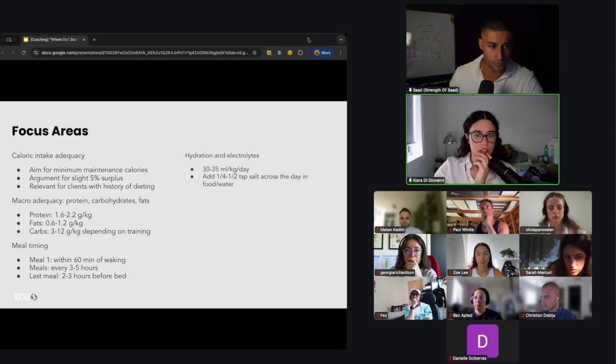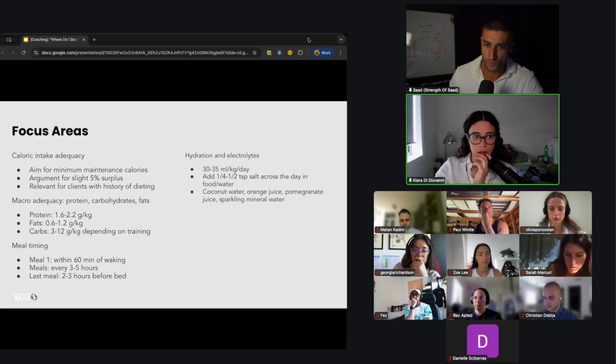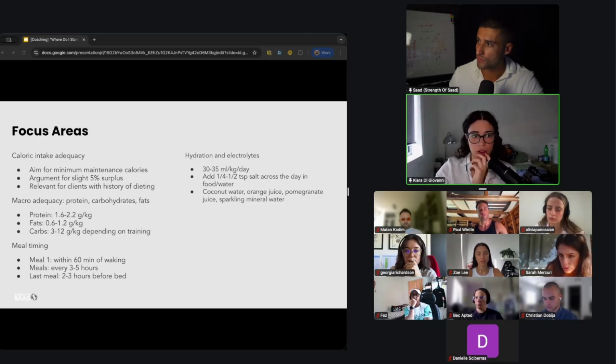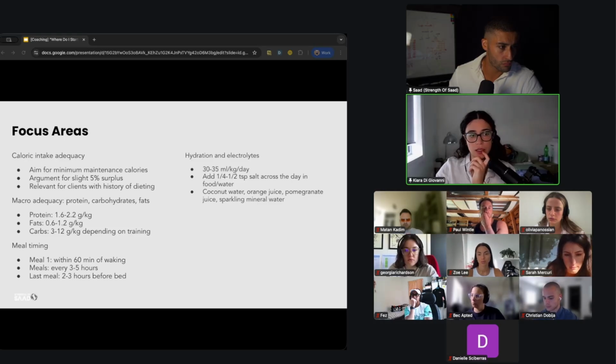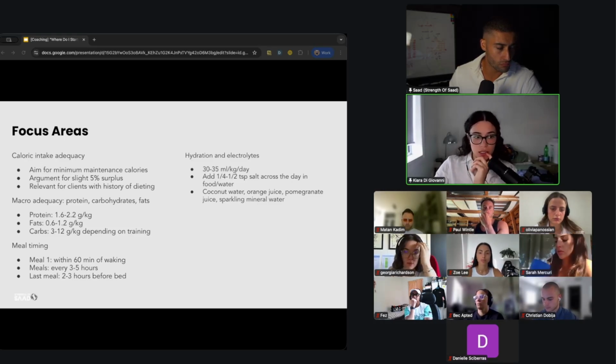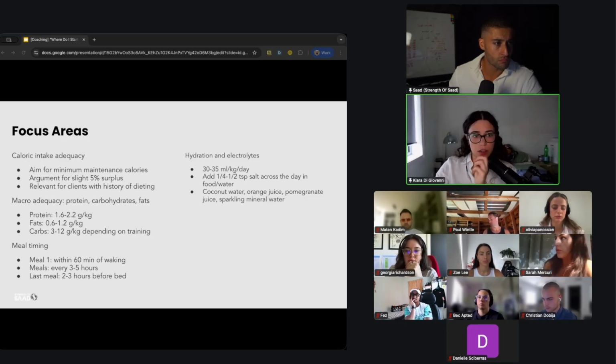Now, with hydration and electrolytes, we generally want to look at 30 to 35 mils per kilo a day. And then we want to look at adding in electrolytes, so things like sodium, potassium, magnesium to an extent, some really nice hydrating liquids that aren't just water. It's going to be things like coconut water, orange juice, pomegranate juice.